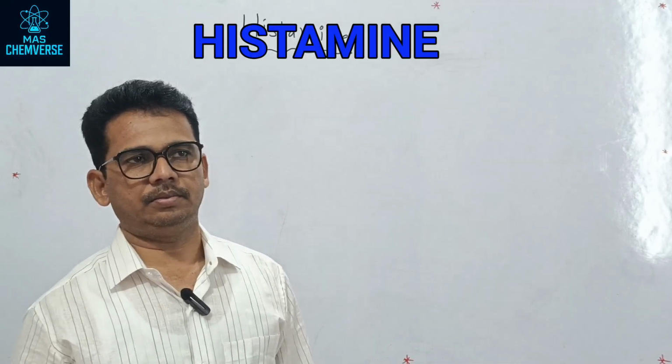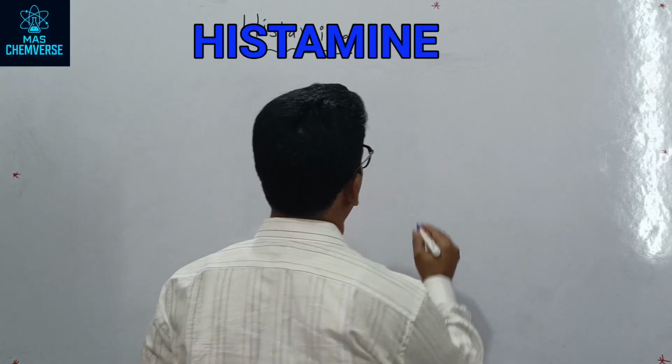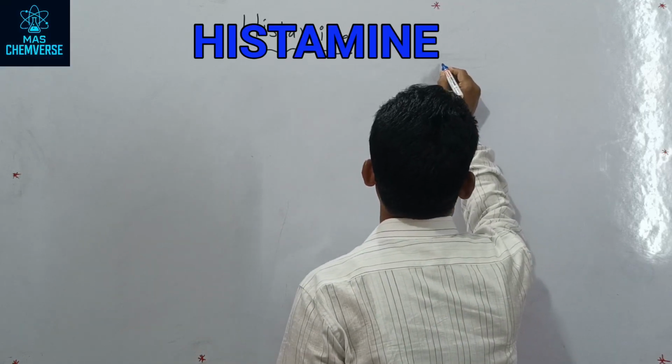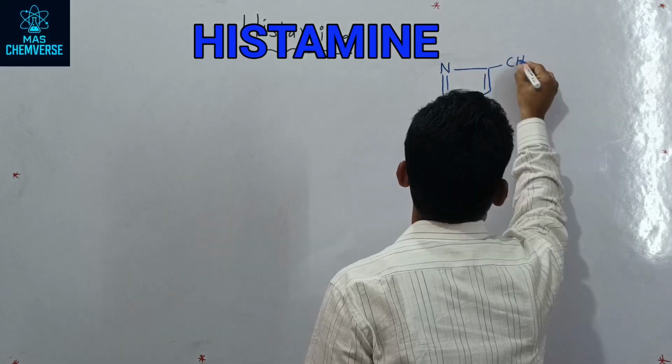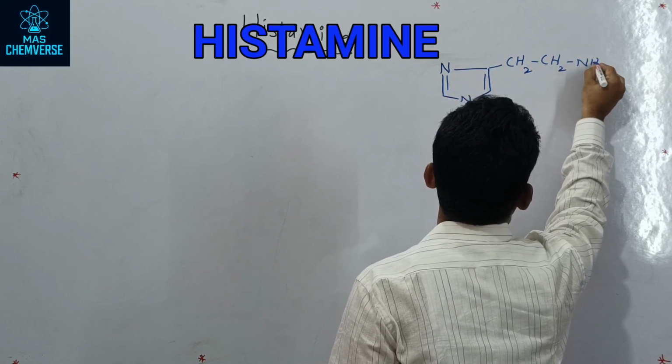Dear friends, today we are going to discuss histamine as well as histamine antagonists. First, we'll go through histamine. The chemical structure of histamine is in the form of imidazole. At the fourth position, it has the ethylamine group.